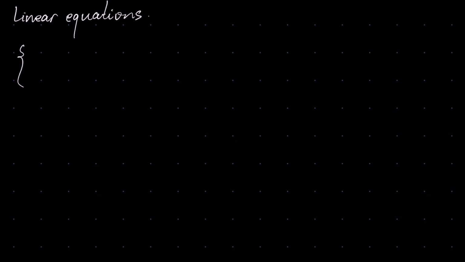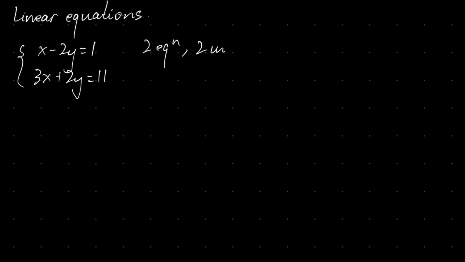For example, let's take this system of linear equations: x minus 2y equals 1, and 3x plus 2y is equal to 11. So this is a simultaneous equation with two equations and two unknowns.